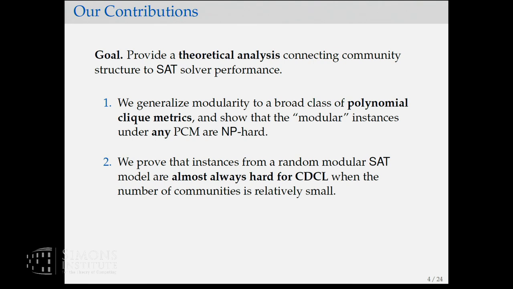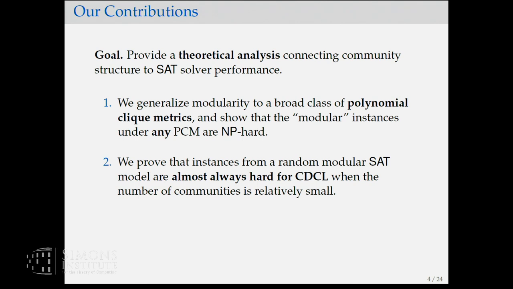So there was a question about whether you can actually prove that CDCL will work efficiently on that class of instances, and we showed a hardness, a negative result, basically saying that, with high probability, the instance is going to be hard for CDCL. This is for unsat instances. If you look at an unsat instance from this model, then CDCL is going to need exponential time to determine that it's unsatisfiable.